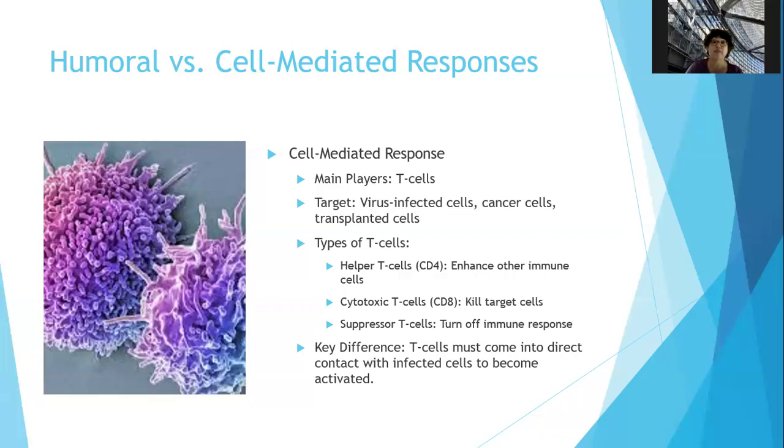The key difference between the humoral and the cellular cell-mediated response is that the T cells have to come in direct contact with infected cells to become activated. The B cells just need chemical messengers to become activated. So sensitized B or T cells then start doing their job. And so some immune disorders have to do with inappropriately sensitized B or T cells. We'll talk about them.